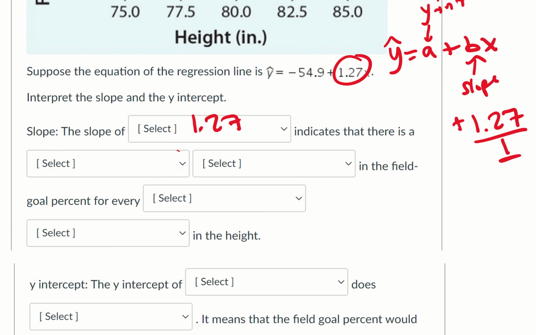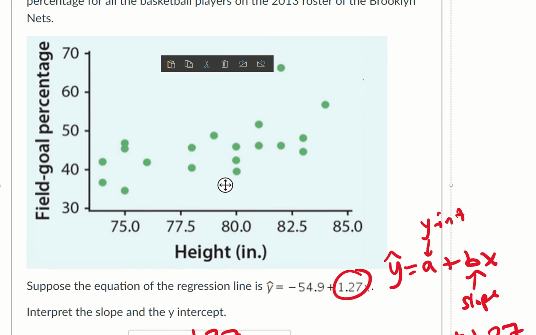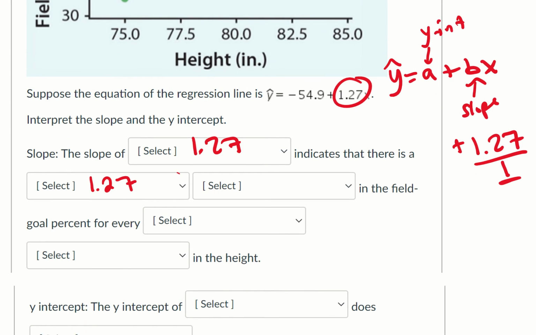So it indicates that there is a 1.27. In this case, 1.27 stands for the field goal percentage, so we're talking about percentage here. There is going to be a 1.27% increase, because it's going up with a positive slope. So there's a 1.27% increase in the field goal percent for every 1 inch increase in the height, since height is in inches.